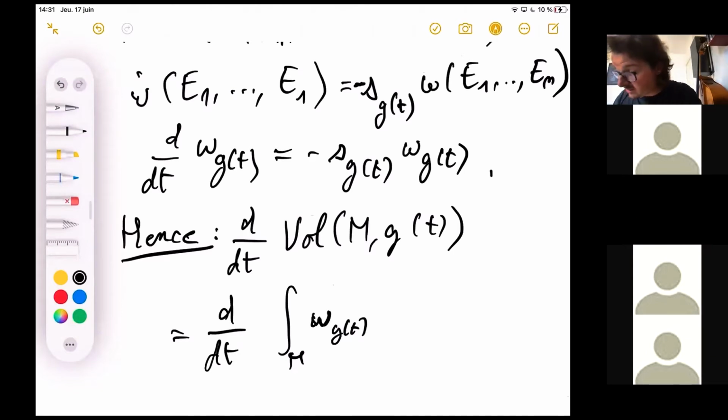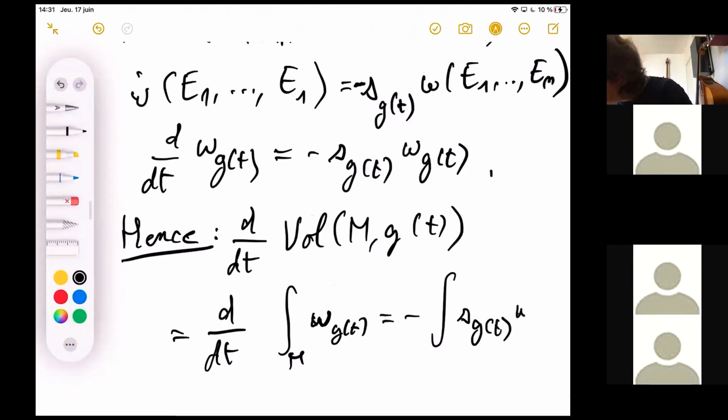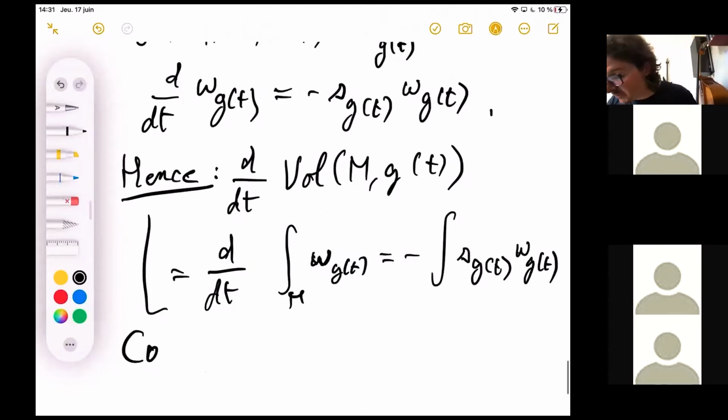So once again, if you differentiate integrals, the volume form will be changing, so you have to be careful at first. And this is minus the integral of the scalar curvature. So corollary, for surfaces, you get a very nice expression.